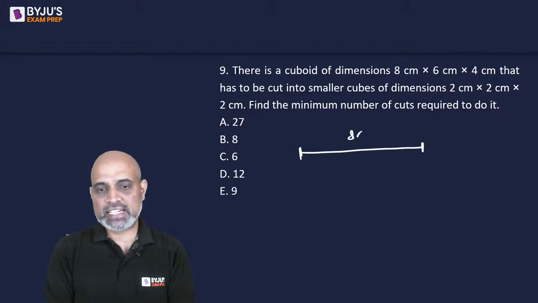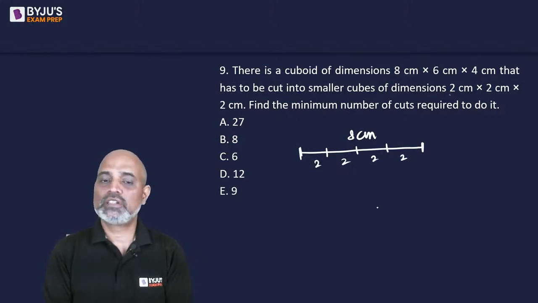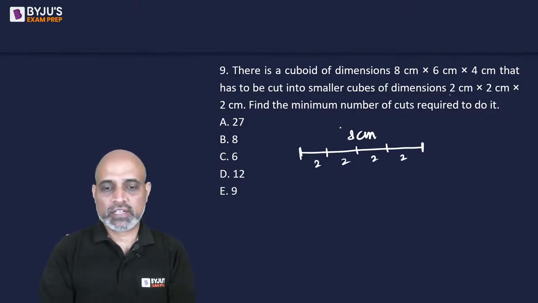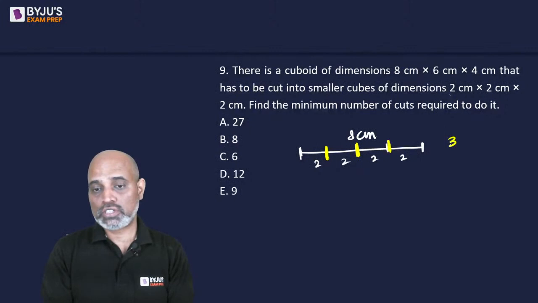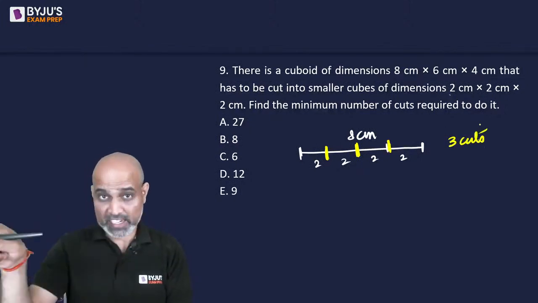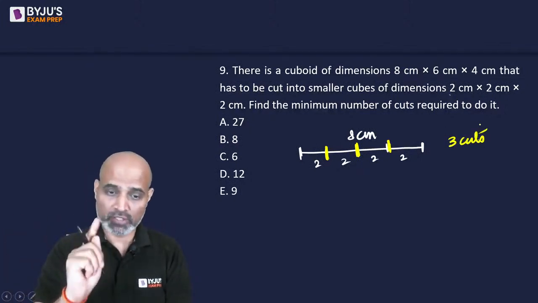So this is the 8 centimeter. 2 centimeter के कितने होंगे इधर को? 2 centimeter, 2 centimeter, 2 centimeter, 2 centimeter. How many cuts are required? Cuts are these. ये बीच वाले lines, not the end ones, only the center ones. So 3 cuts will happen along the edge, which is 8 centimeter long.